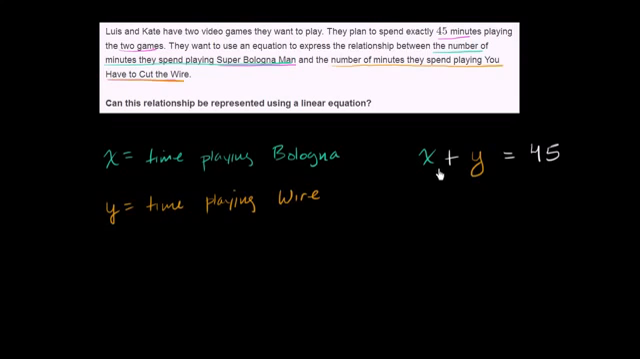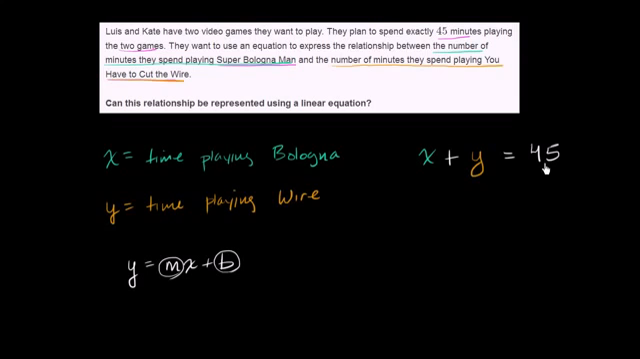Now, we have set up an equation that relates the time playing Bologna Man and the time playing You Have to Cut the Wire. But now we have to think about, is this a linear relationship? One way to think about it is the real giveaway for a linear relationship is if you could write it in the traditional form of a line. So if you can write it in the y is equal to mx plus b form, where m is the slope of the line and b is the y-intercept. So let's see if we can do that.